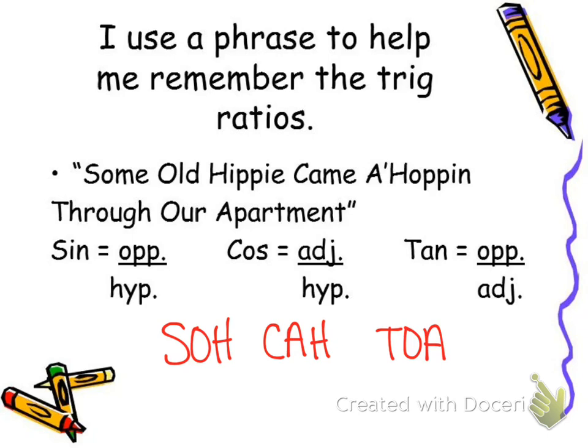If you like that one, that's fine. I always use SOHCAHTOA. It just uses the letters. Sine, opposite over hypotenuse. Cosine, adjacent over hypotenuse. Tangent, opposite over adjacent. They use the same letters here. SOHCAHTOA. They just made a phrase out of it. If you want to make your own phrase out of SOHCAHTOA, go for it.